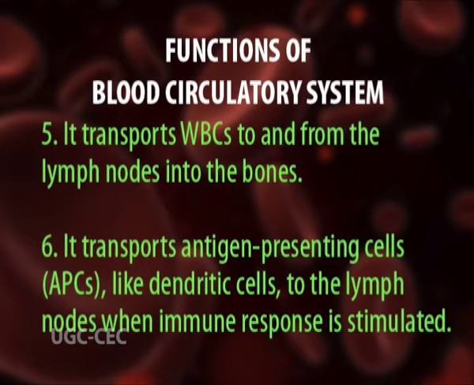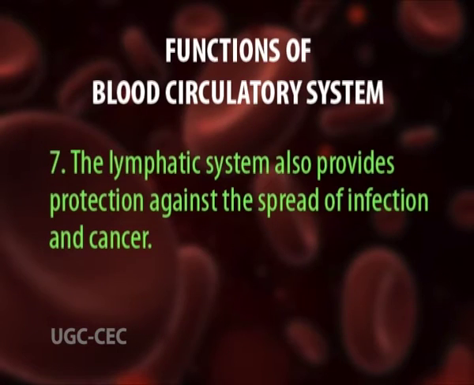It transports WBCs to and from the lymph nodes and the bones. It transports antigen presenting cells like dendritic cells to the lymph nodes when an immune response is stimulated. The lymphatic system also provides protection against the spread of infection and cancer.